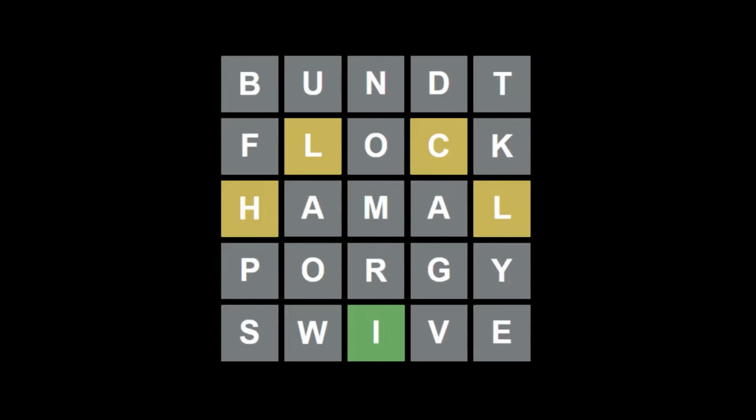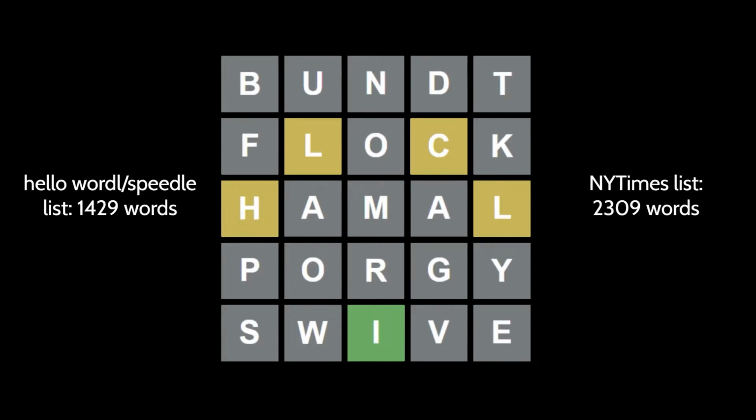One disclaimer before I start, this only works with the list of answers that is used on the sites Hello Wordle and Speedle. This list is shorter than the list used in the original game, and a perfect set like this does not exist for the list of words used in the original game.